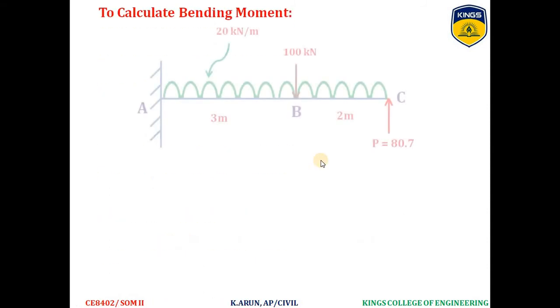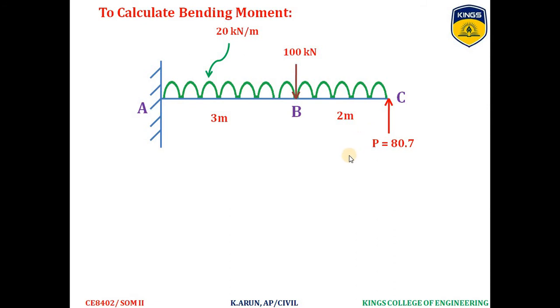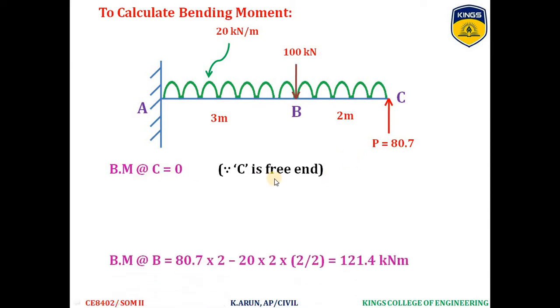Next, bending moment is to be calculated. Again, I am giving the diagram for easy understanding. So moment at C is to be calculated. Since C is a free end, the moment at C is equal to 0. We should not forget that bending moment at a free end is 0. Hence bending moment at C is equal to 0.